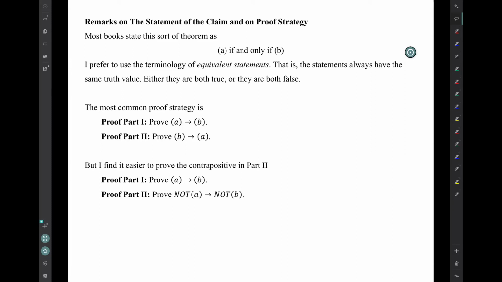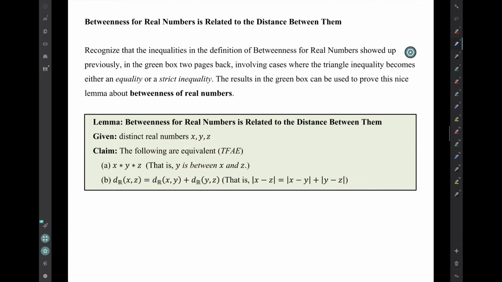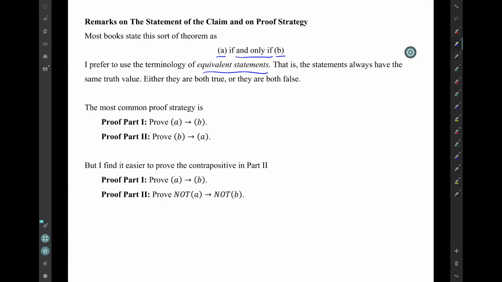Now I want to discuss the statement of the claim and the proof strategy. Most books state this sort of theorem as A if and only if B. I prefer to use the terminology of equivalent statements. Remember, my lemma is stated this way: the following statements are equivalent. Now the most common proof strategy is proof part 1, prove that if A is true then B is true, and proof part 2, prove that if B is true then A is true.